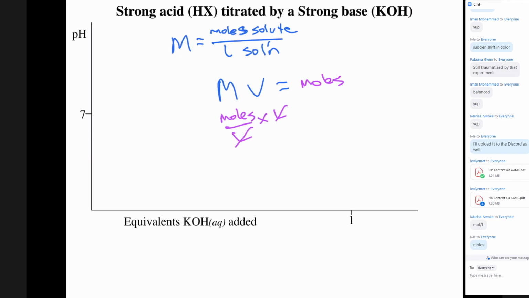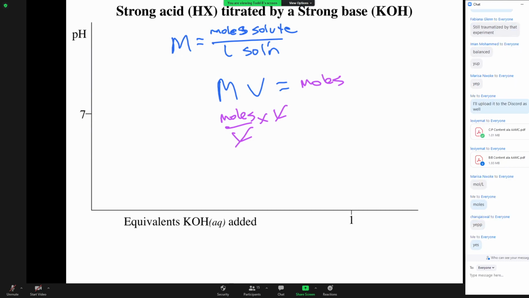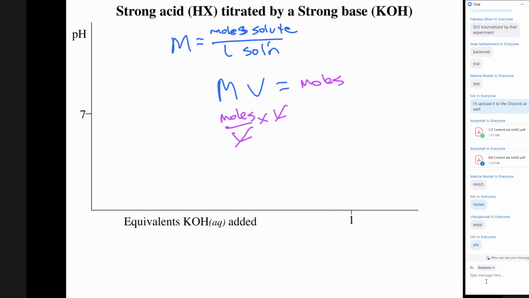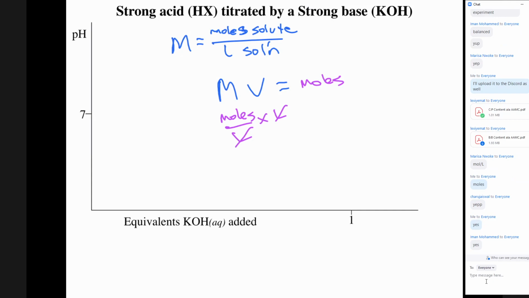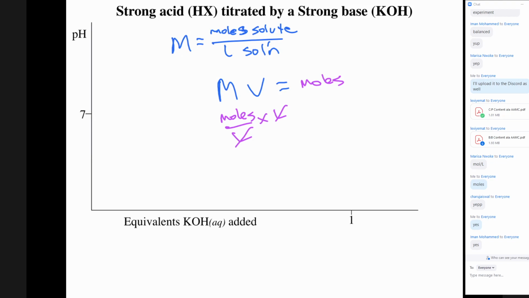So if the moles of acid initially present equal the moles of base added in, is it possible to say MV for the acid equals MV for the base, M1V1 equals M2V2? How many have had that equation beaten into you from early on in chemistry and it hasn't really gone away? M1V1 equals M2V2 for dilution, for titration, for any sort of interaction. So critical to know that. So that's what we're going to get at. So I'm going to get rid of this, and then we're going to systematically figure out what's happening.